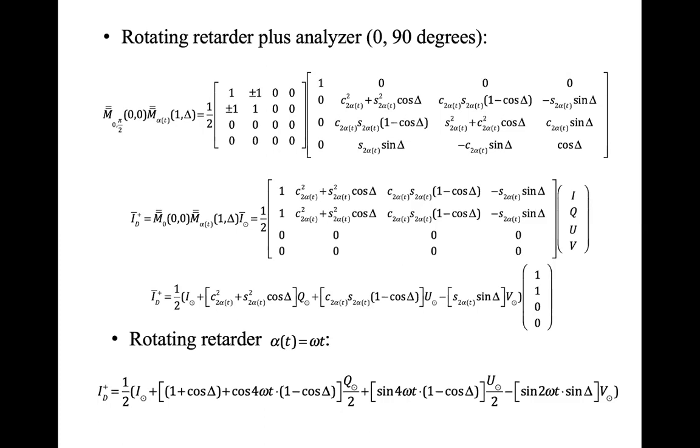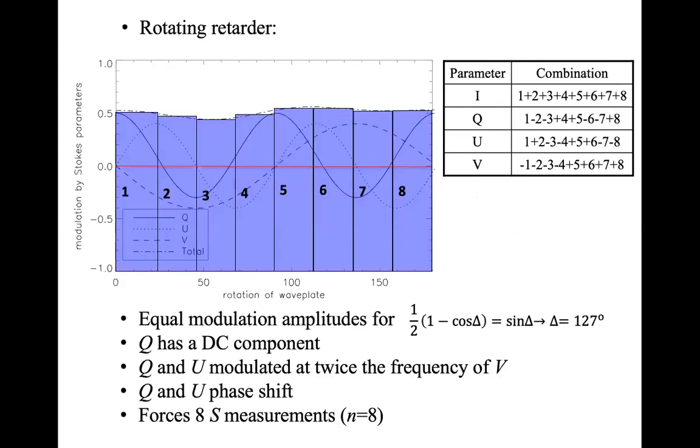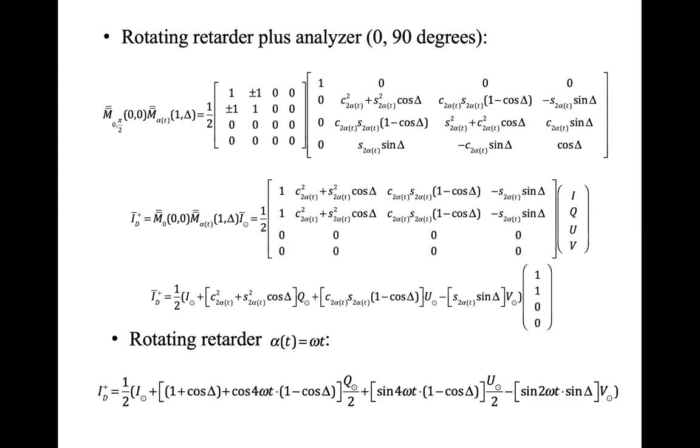So perhaps the only important thing, let me show you this, is that in this case, you need 8 measurements. You cannot do less than 8. Why? It's just because of this 2 omega versus the 4 omega, because they have different phases.